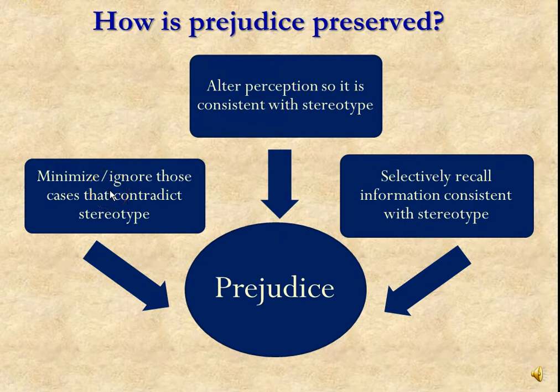And this all gets into the fact that we like for our beliefs to be consistent. We want to believe that we are right. And so we will tend to minimize or alter things in our world that contradict us. And this doesn't just go for prejudice. This is kind of a general fact in human cognition.